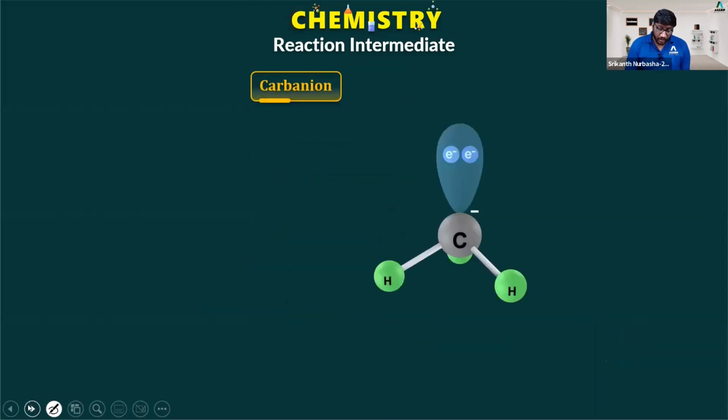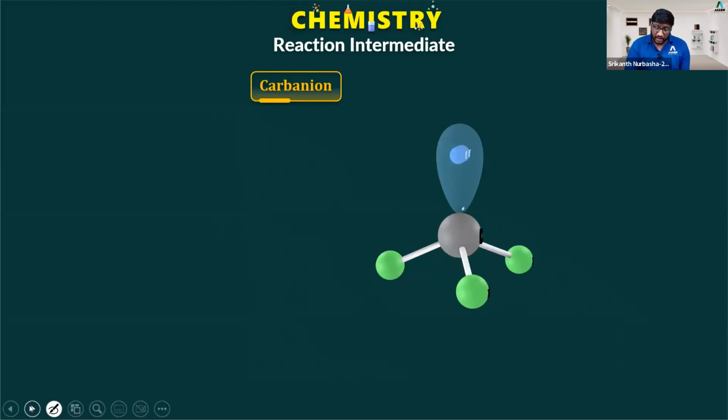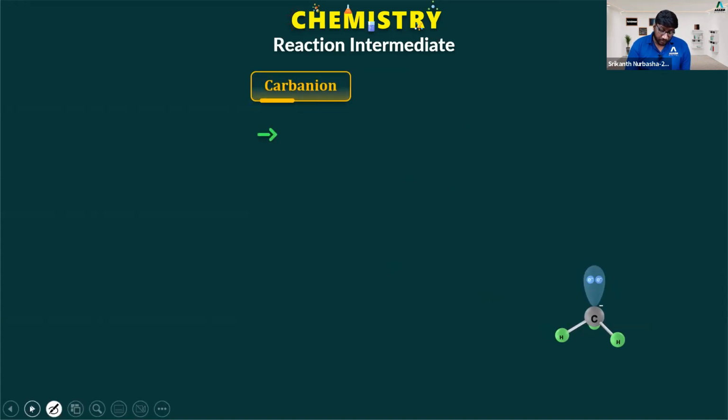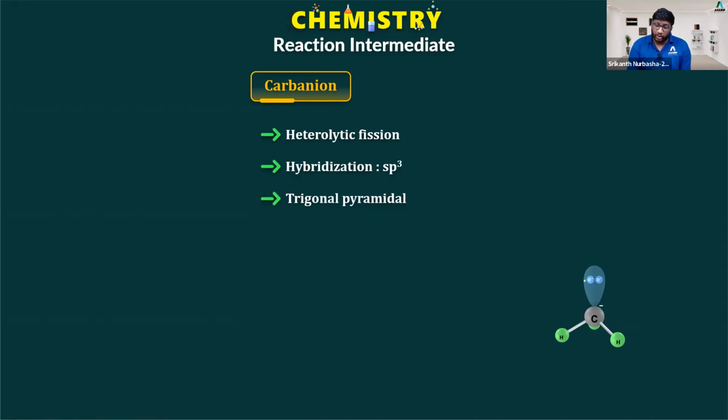Same points. Carbanion means how many electrons do we have? 8 electrons are present around the carbon. It is obtained again by heterolytic cleavage. What is the hybridization? Hybridization is going to be sp3, but we have a lone pair of electrons on one of the vertices of the tetrahedron. sp3 means the minimum repulsion state is tetrahedral shape. Yes or no? But one of the vertices of the tetrahedron is now having a lone pair of electrons. Because of that, the shape will now be trigonal pyramidal, similar to ammonia.